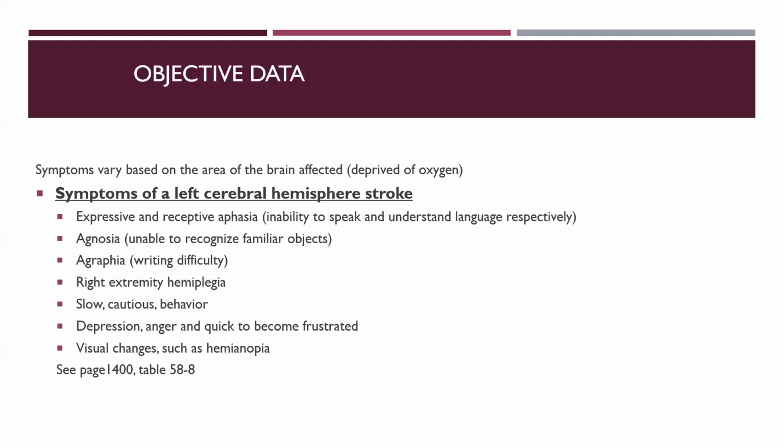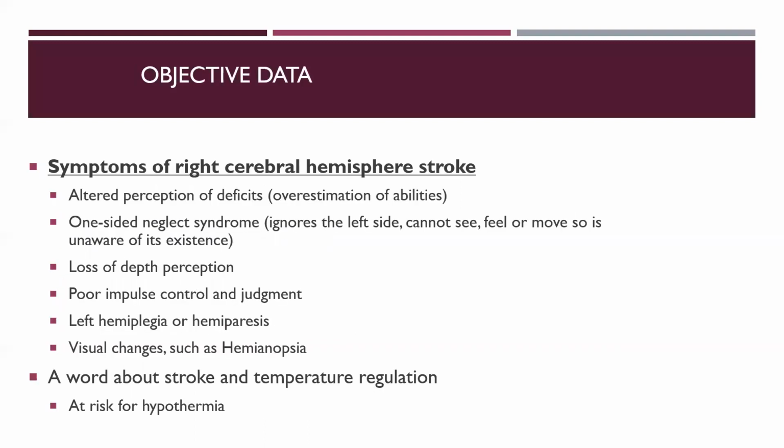Agraphia, writing difficulty, hemiplegia on the right side, left stroke, right side, and that slow, cautious behavior. They can become depressed, angry, frustrated, and oftentimes they have those visual changes, hemianopia, where they can only see on one side. And then again, you can see more of those on the table.